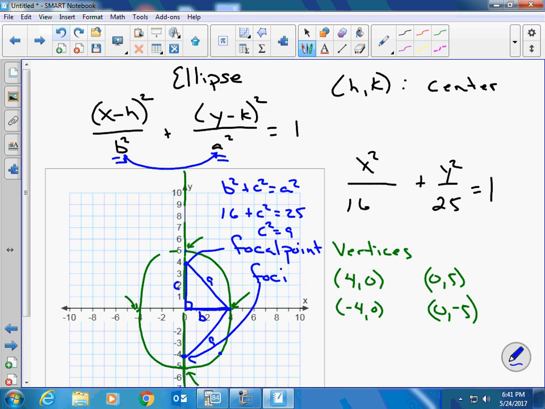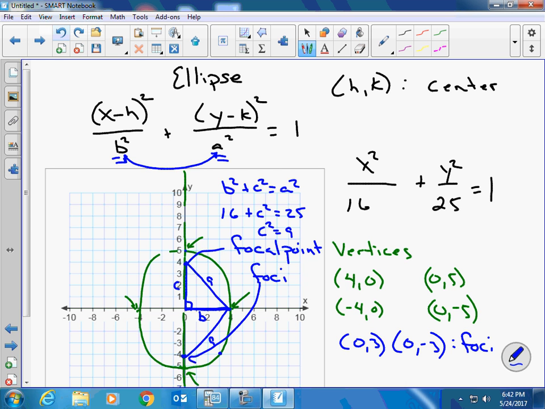Well, it's close. I was at 4. So it's going to be 3, 0, and negative 3, 0. Those are my foci. There are not 4 foci like there are vertices. They are only on the major axis. Your foci are only on the major axis. A lot of times, those foci are not nice, neat points like they are here.